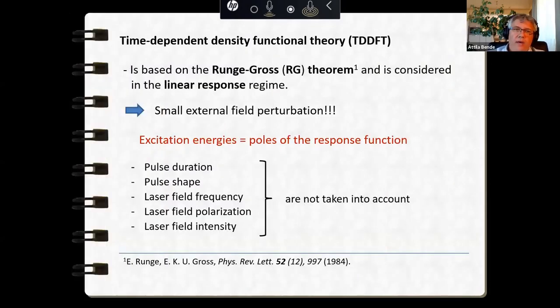So, why time-dependent density functional theory? It is because the classical TDDFT developed by Gross considers the linear response regime, where only a very small external field perturbation is taken into account and the excitation energies are considered as poles of the response function. In this case, they are not taking into account the real pulse duration, for example, or pulse shape, laser frequency, laser field polarization, and laser intensity.